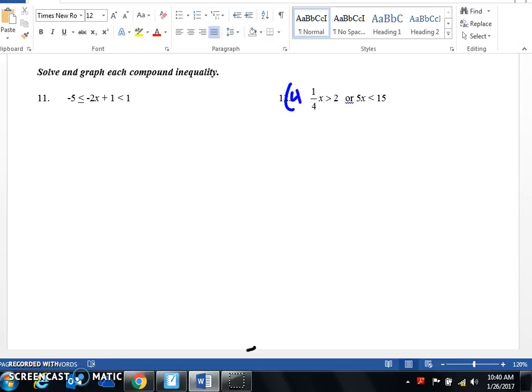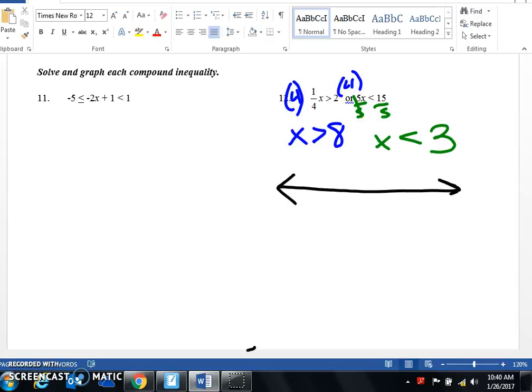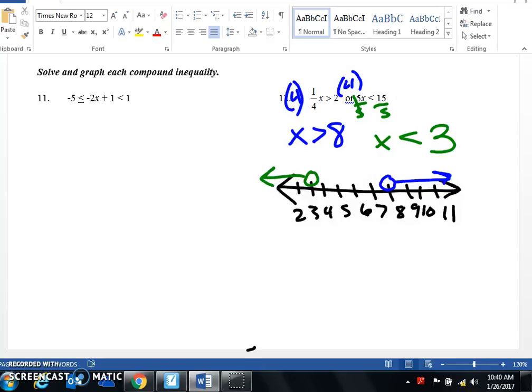All right, so let's start with this one. So I multiply by the reciprocal, which is 4 over 1, which is just straight up 4. So x is greater than 8. Or divide by 5, x is less than 3. All right, so let's graph. So ors are unions, remember. All right, so I go to 8, open circle going to the right. I go to 3, open circle going to the left. This is or, which means either could be true. So lucky for me, I'm done. I'll have to draw another one.